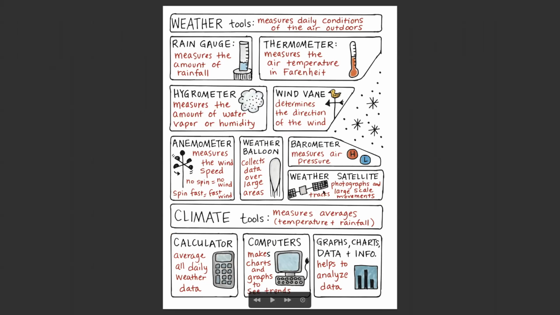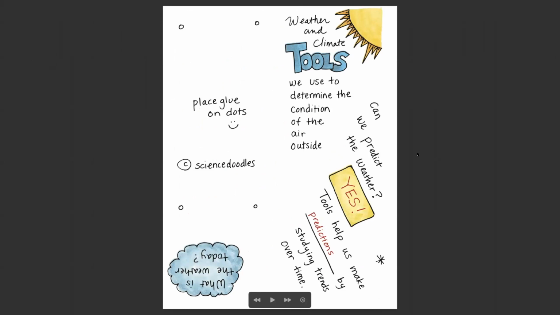Okay, so we have this page, right? But a couple of you asked me about the front. Here it is. Okay, you should have answered this. Can we predict the weather? Yes, we can. Tools help us make predictions, right? By studying trends over time. And then this, that's upside down, says, what is the weather today?